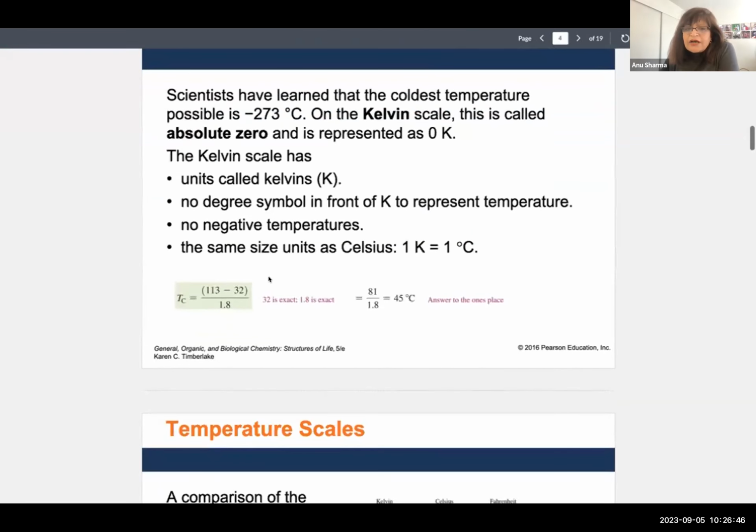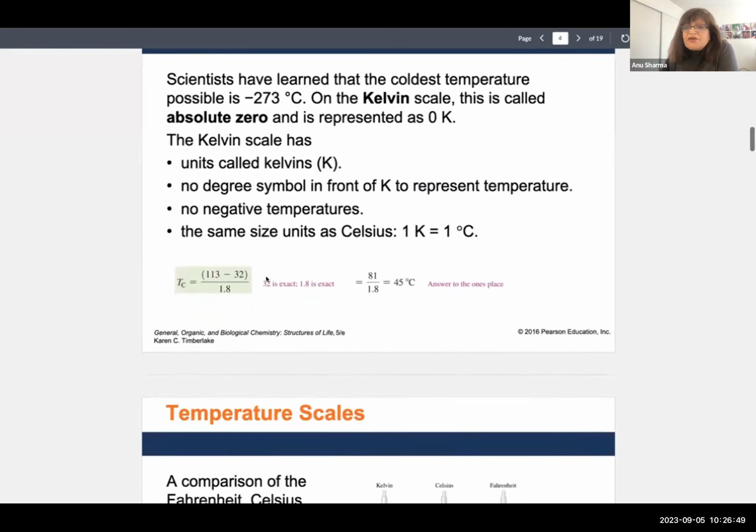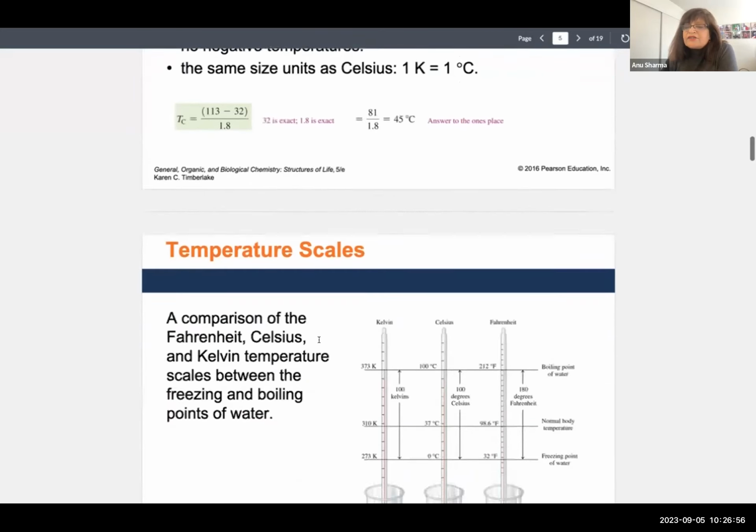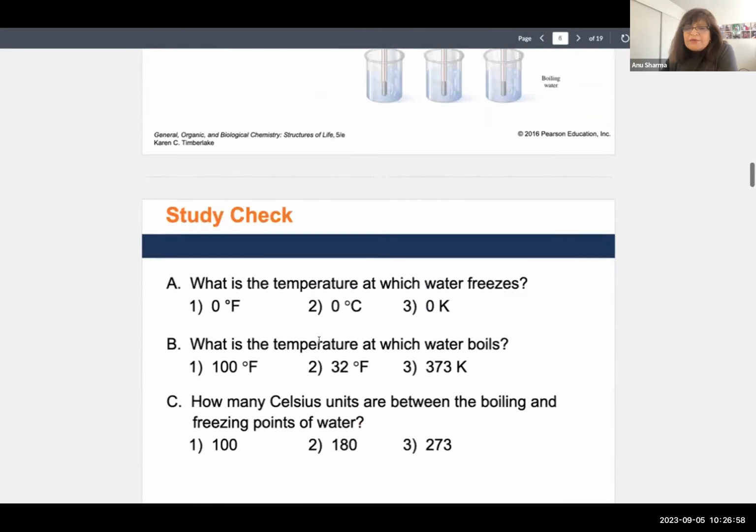Now, here's the thing. In your handout, I've given you the formulas for converting degree Celsius to Fahrenheit and Fahrenheit to Celsius. And we will look into that in a minute.